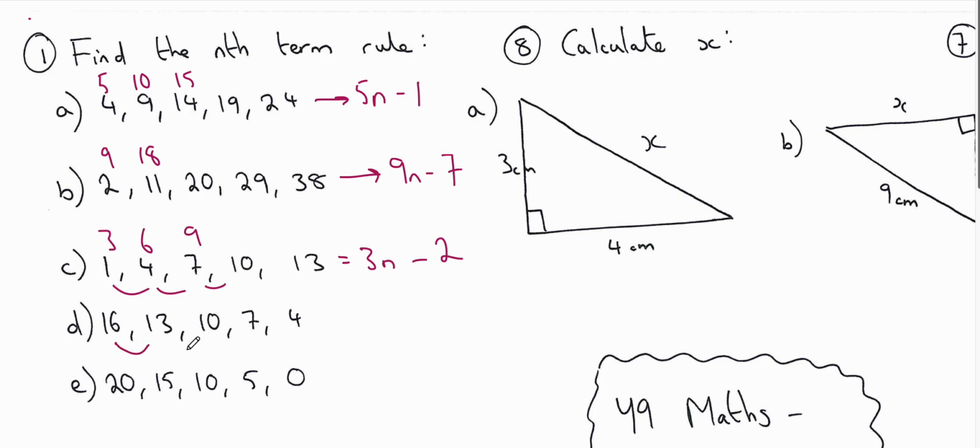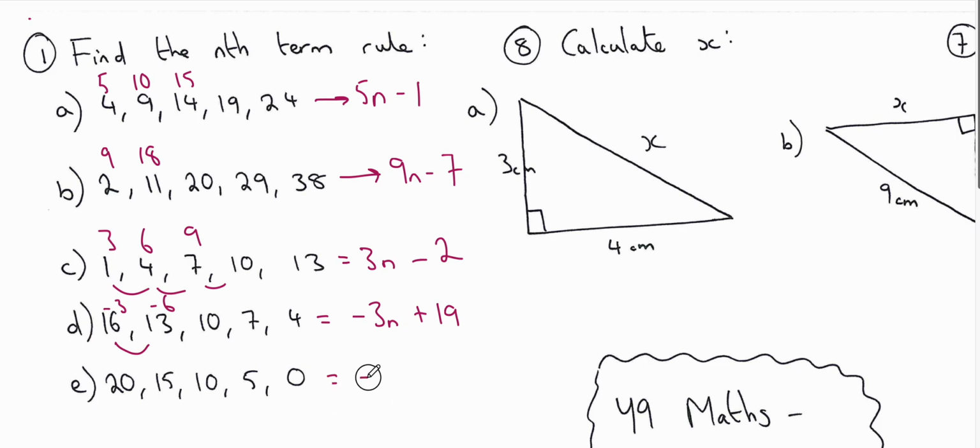The next one's slightly different because it's going down by 3 every time. So it's 16, 13, 10, 7, 4. So it's going to be minus 3n. And how do you get back to the sequence? You add on 19. So it's minus 3n plus 19.